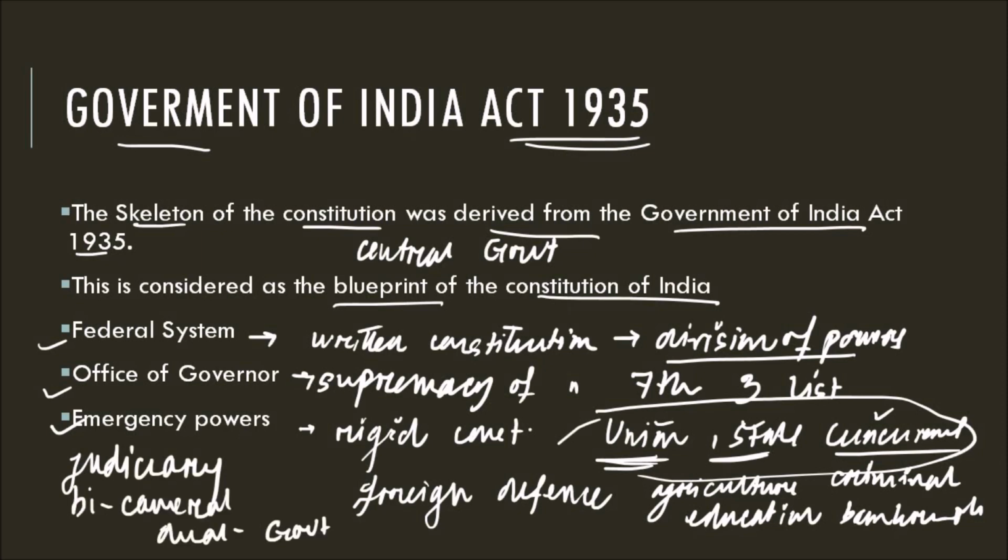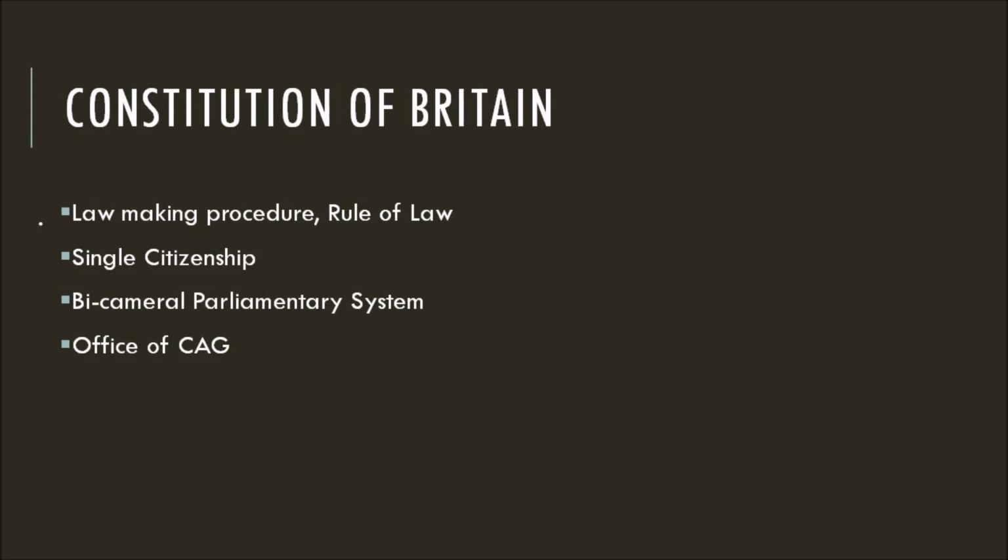So these are the things taken from the Government of India Act 1935. Moving next, the lawmaking procedure, the rule of law, single citizenship, bicameral parliamentary system and the office of CAG. All these things are taken from the Constitution of Britain. You have to remember all these things as you will be getting at least one question from this session in your exams. So what are the things that we borrowed from the Constitution of Britain? Lawmaking procedure, rule of law, single citizenship, bicameral parliamentary system and the office of Comptroller and Auditor General.